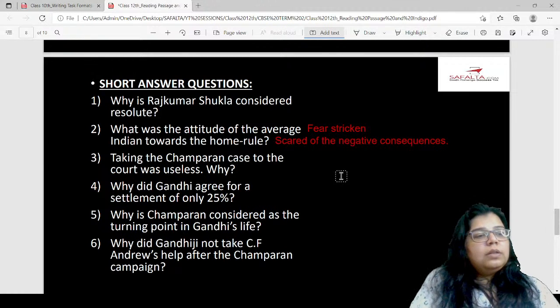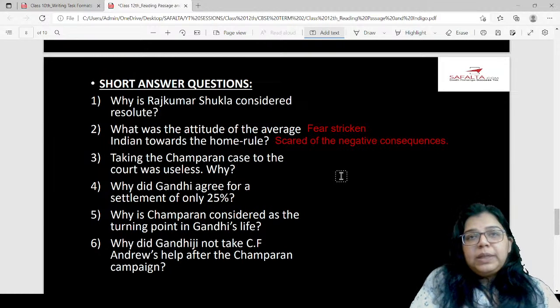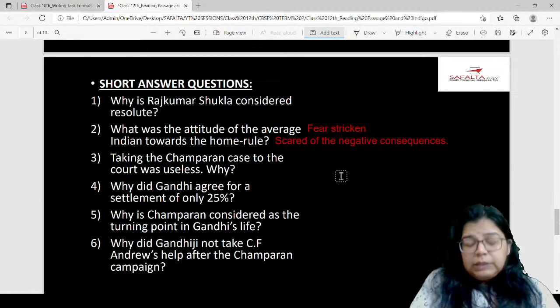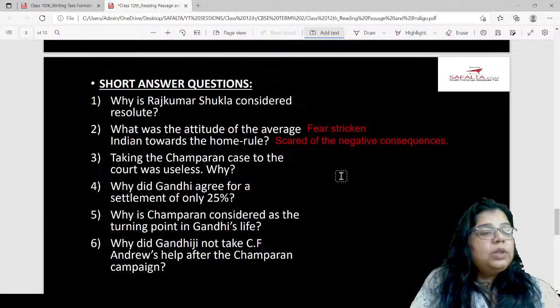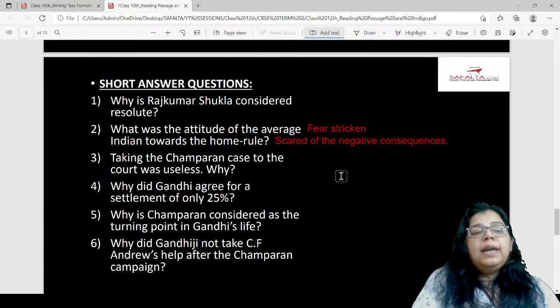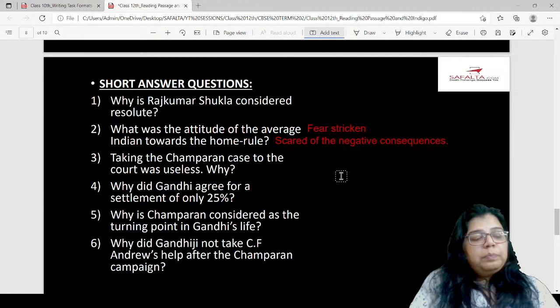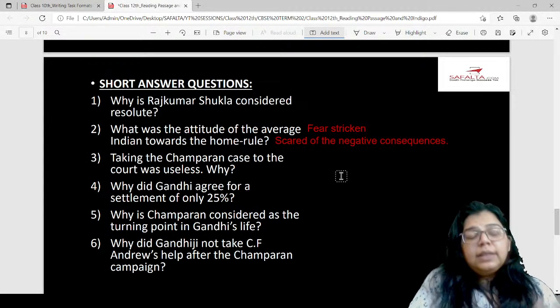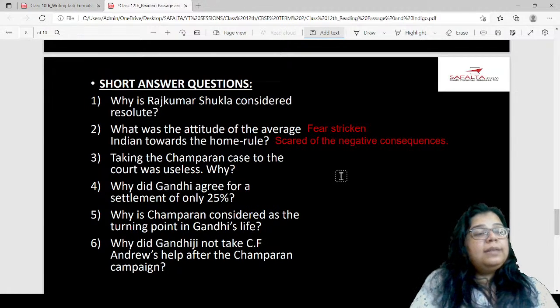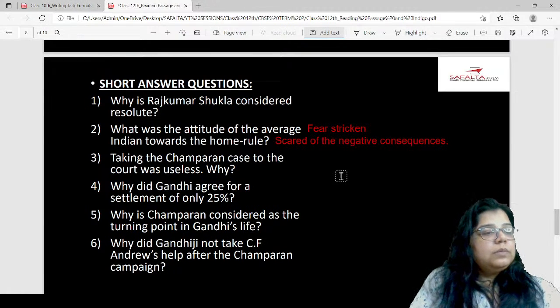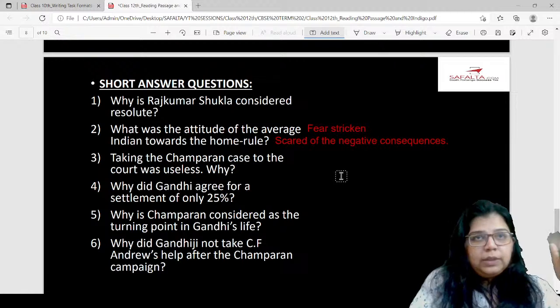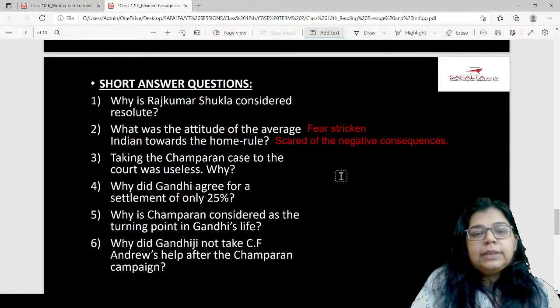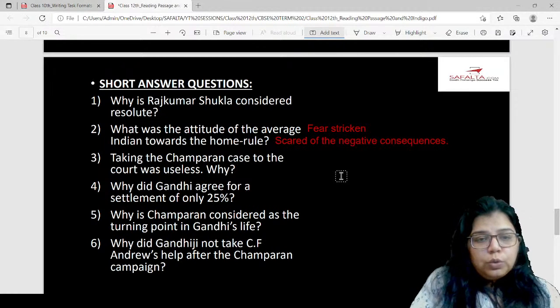However, he agreed to the 25% refund. Why did he agree to it? He agreed because he felt that their prestige being broken was more important. He felt, and it is true also, that the fact that the Britishers could lose a battle against Indians was more important, and that gave a boost of confidence to the Indians also, right?